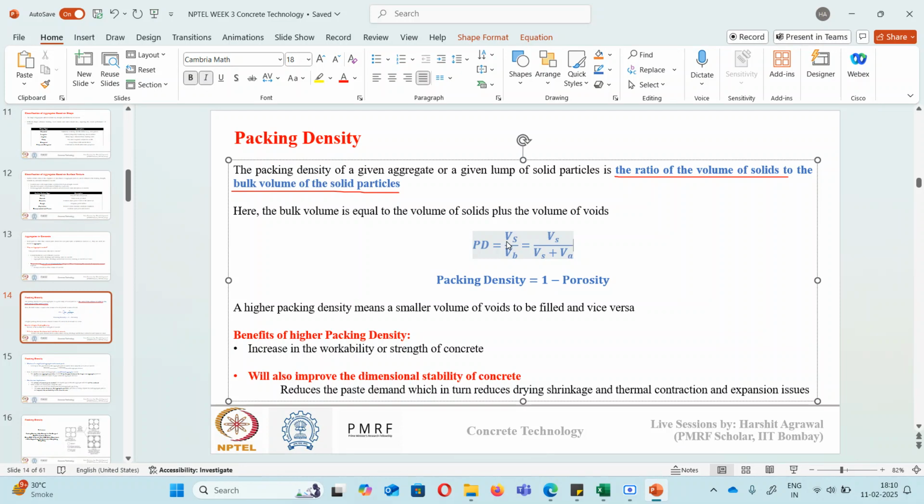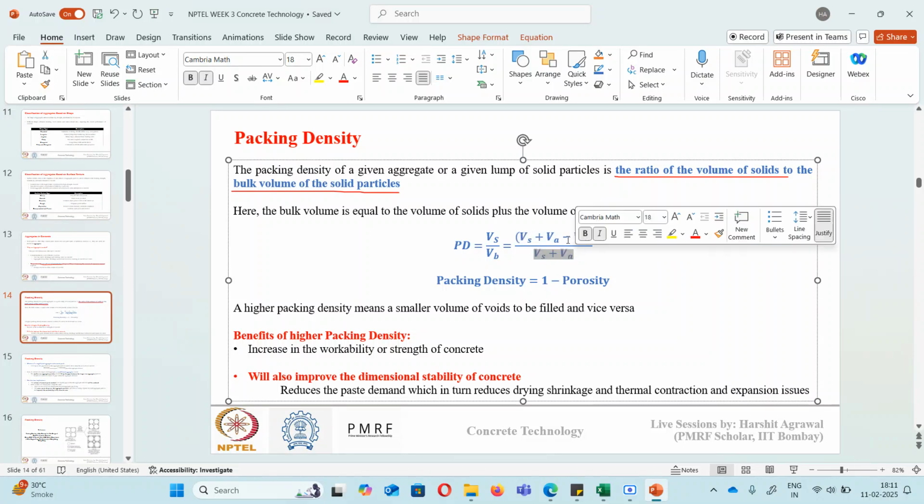Okay, now suppose I add and subtract the volume of voids in the numerator. What will happen? I can break this equation into two parts. The first will be this part upon this part, and the second will be this part upon this part.